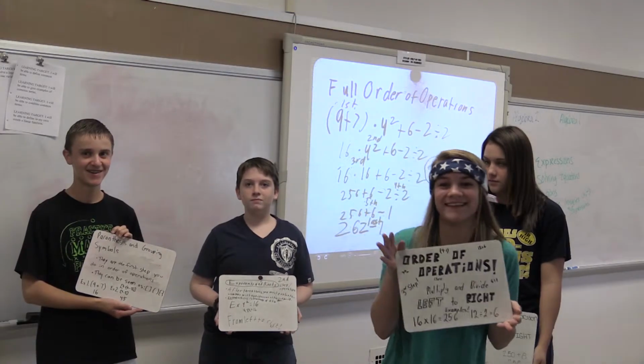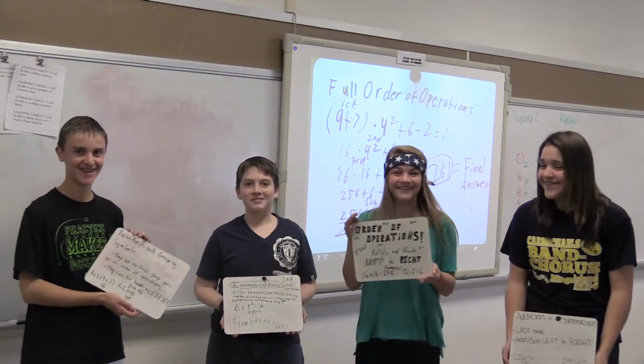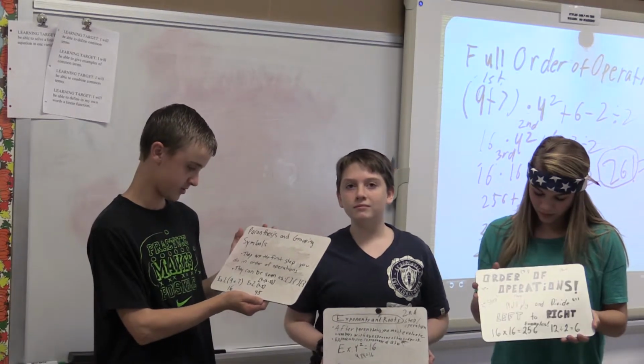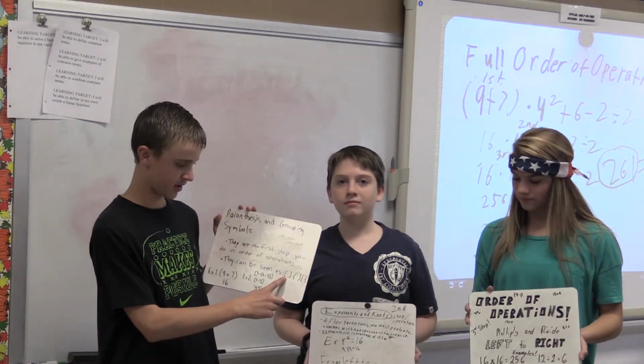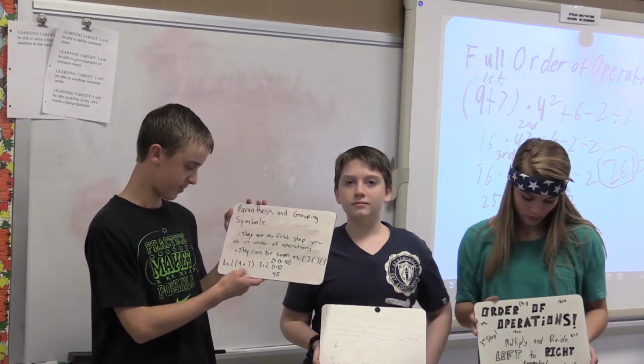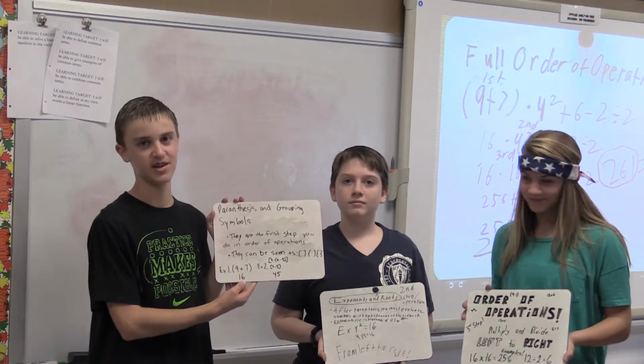Order of operations. The first step in order of operations is parentheses and grouping symbols. They can be seen as brackets, parentheses, or braces. An example would be 9 plus 7 in parentheses is equal to 16.